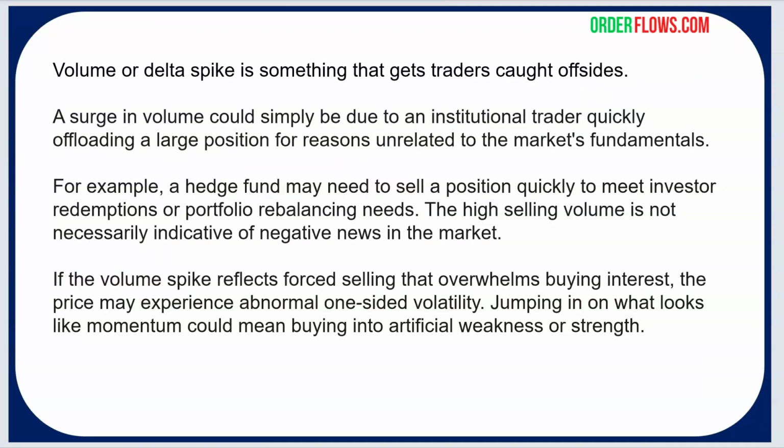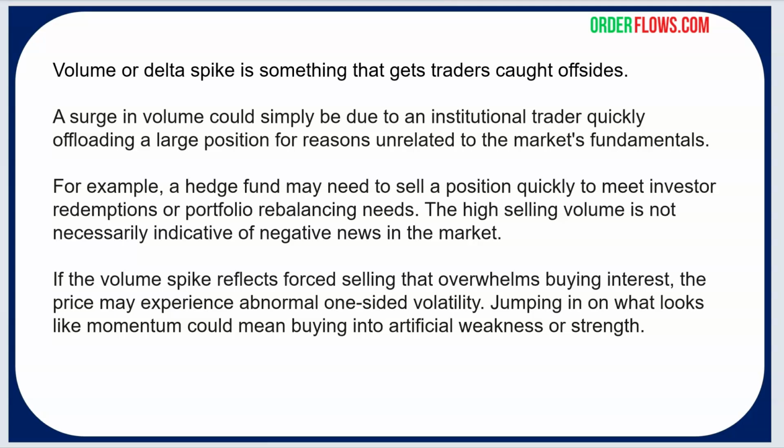So volume or delta spikes is something that gets traders caught offsides. Oftentimes people say, well, there's big volume coming in, all right, I got to get long, I get short. But a surge in volume could simply be due to an institutional trader quickly offloading a large position for reasons unrelated to market fundamentals. For example, a hedge fund may need to sell a position quickly to meet investor redemptions or portfolio rebalancing needs. Right?